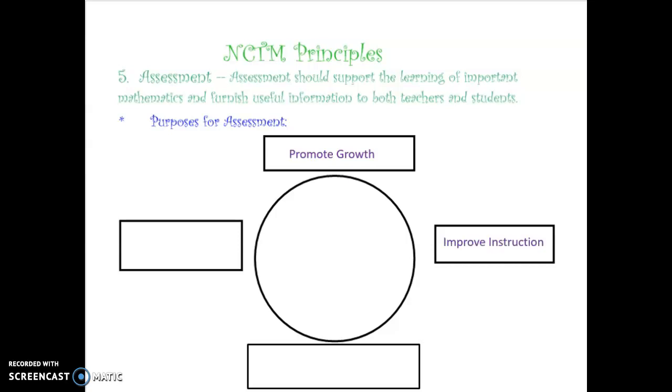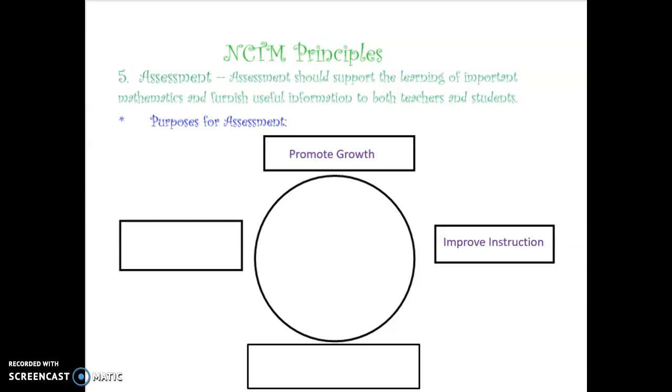All right, and then moving around clockwise on that, the next one is improving instruction. So with that promotion of growth, if I give a pretest and I realize my students are already really good at finding positive and negative numbers on a number line, well, I can improve my instruction for them by shortening that. Maybe I'm just going to do a quick review, make sure I fill in any potential gaps, and then I'm going to move forward into adding and subtracting of positive and negative numbers.